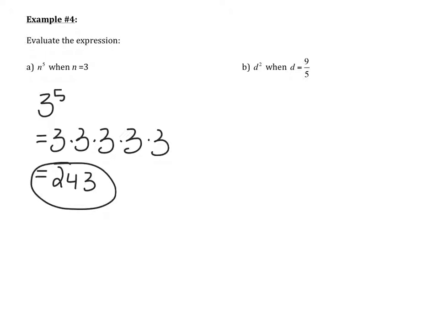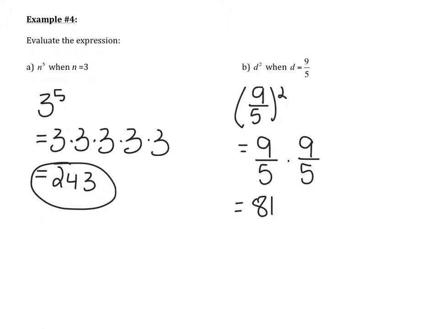Now let's look at part B. It says d squared when d equals 9 over 5. So we're going to take the 9 over 5 and put it in place of the d. So we would take 9 over 5 squared. What that means is 9 over 5 times 9 over 5. Just remember, when you're multiplying fractions, you just multiply straight across. So 9 times 9 is 81, so our numerator would be 81. And in the denominator, 5 times 5 is 25. So our final answer would be 81 over 25.